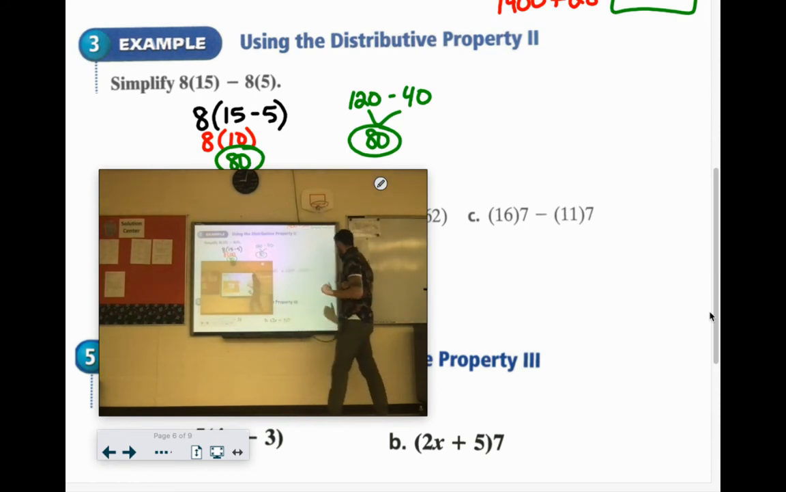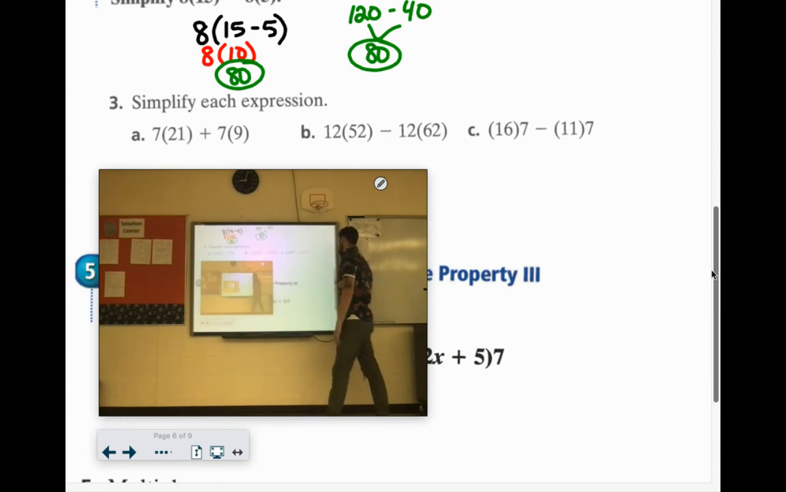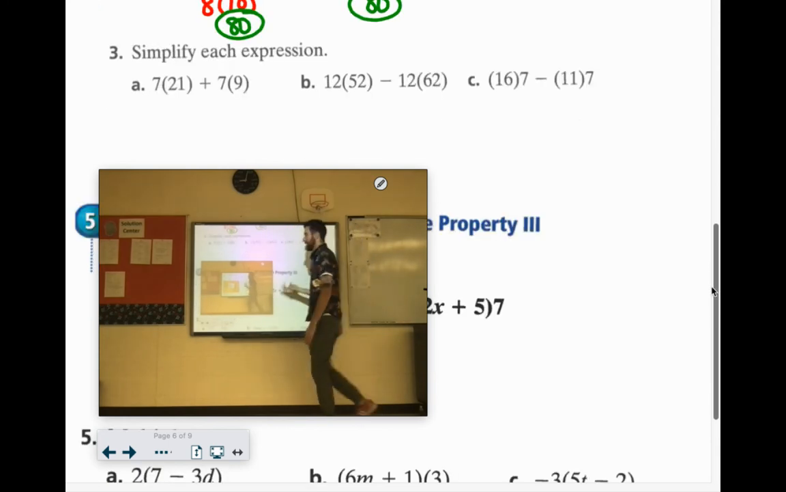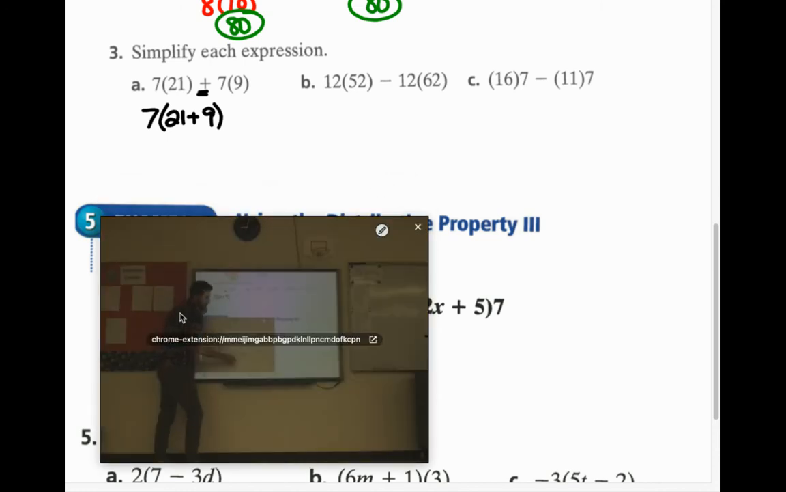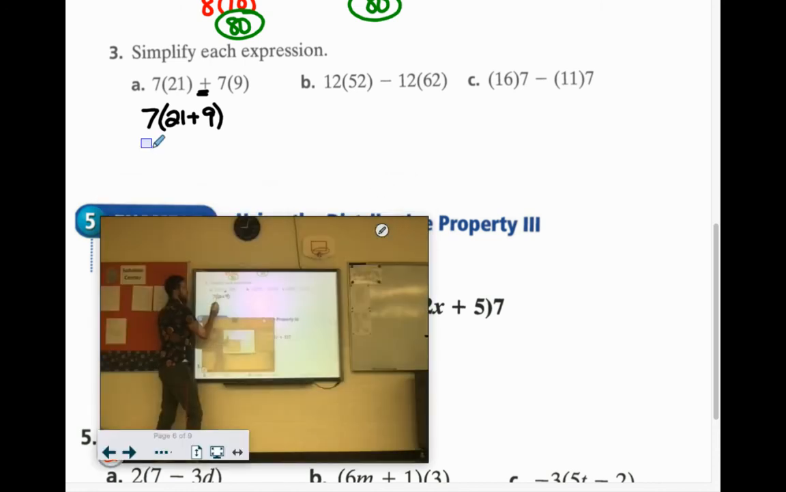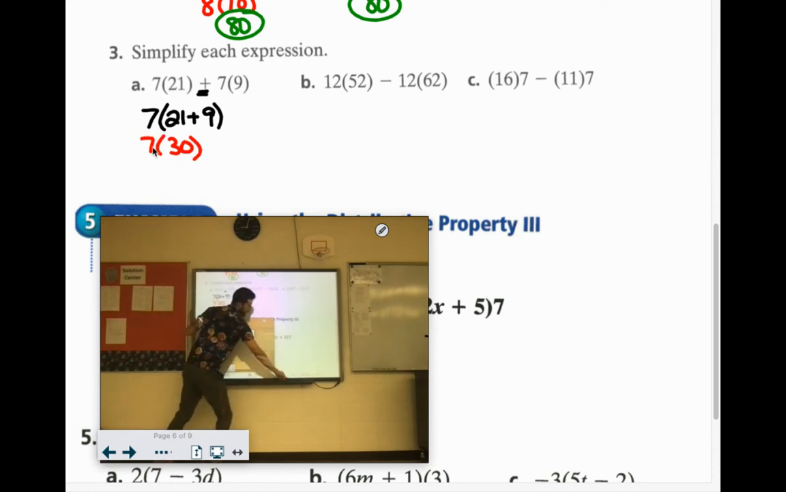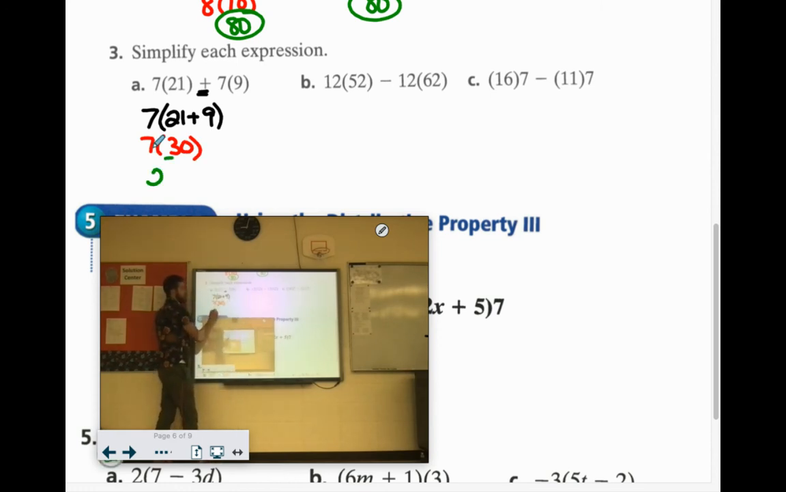Okay. All right. So 7 times 21 plus 7 times 9. They both have 7. So then we have addition here, so it'd be 21 plus 9. What is 21 plus 9? Yeah, it's 30. So this will be 7 times 30. 7 times 3 is 21, so 7 times 30 will be 210.